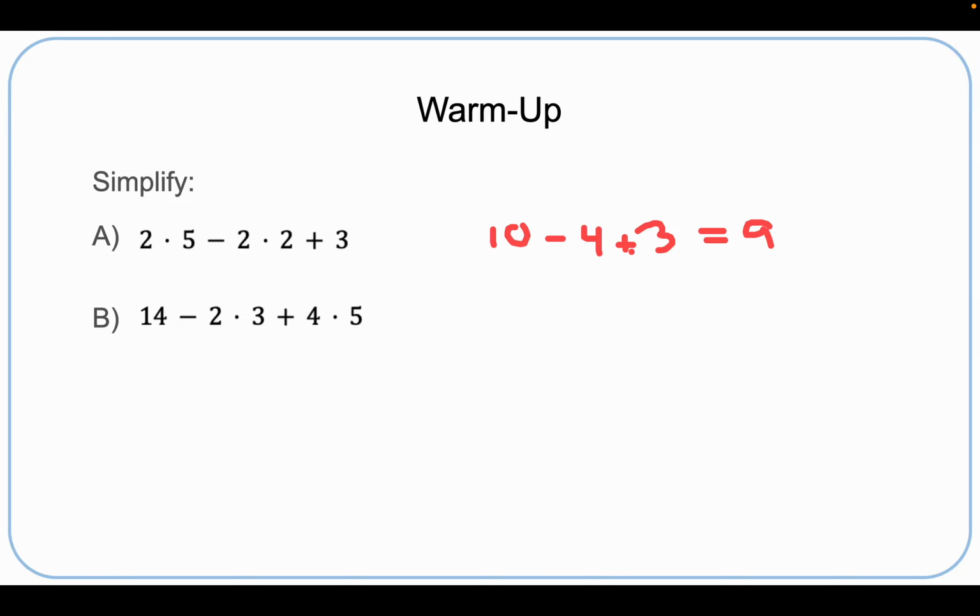Be sure that you're not adding first and then subtracting, because if you added first, you would get 4 plus 3 is 7. 10 minus 7 is 3. So that is why we have our order of operations. Do everything from left to right.